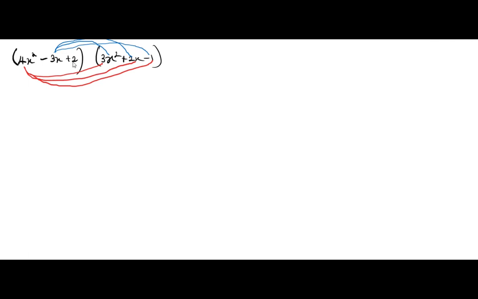Okay, so I will use this 2 to multiply this, I use this to multiply this, and I use this to multiply this. At the end, we should have a total of 9 terms, because we have 3 times 3.